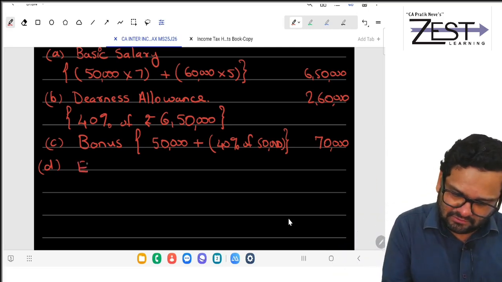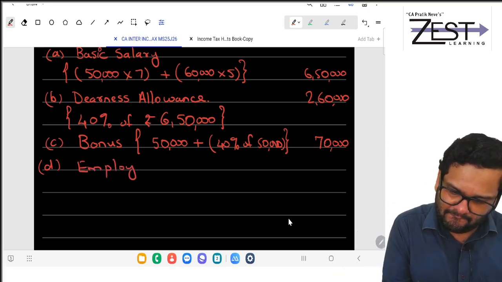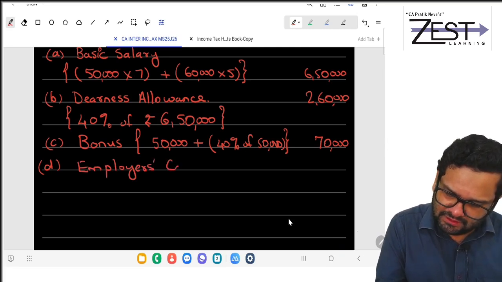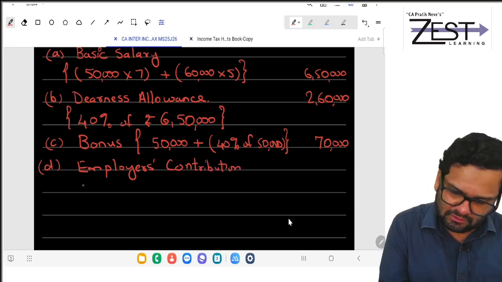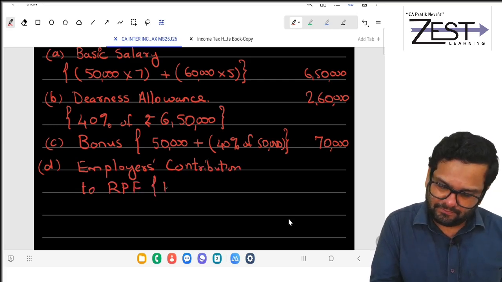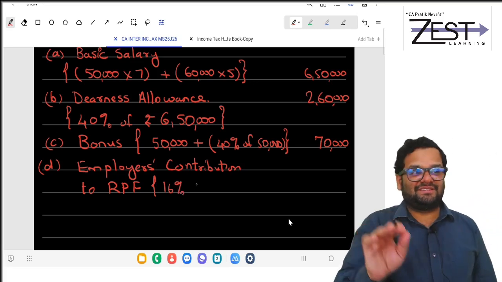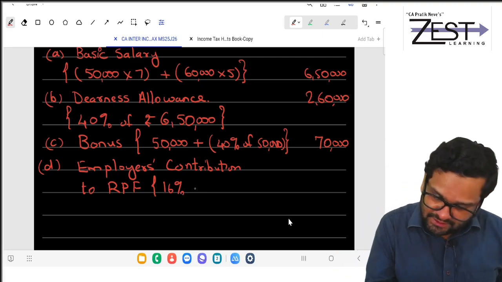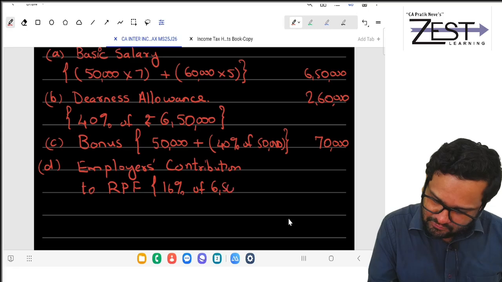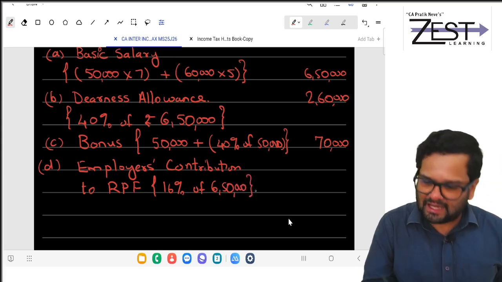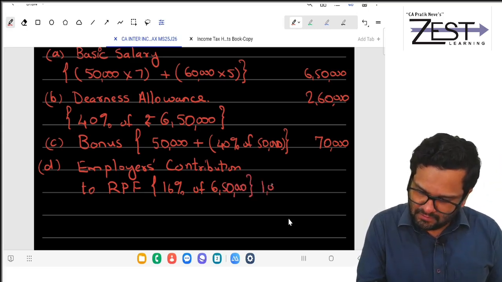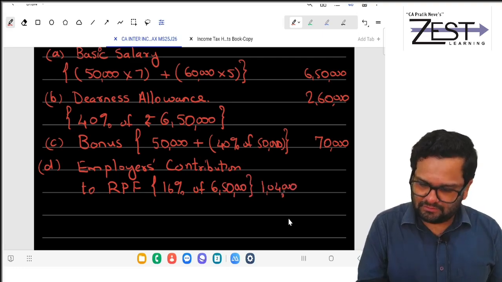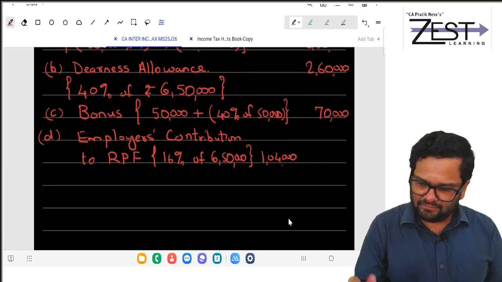Employers. Isn't it employer's contribution to RPF? May I know how much? This is very clear instruction. No ambiguity in this, no confusion in this. 16% of 6,50,000. How much is that? 1,04,000. Agreed, na?